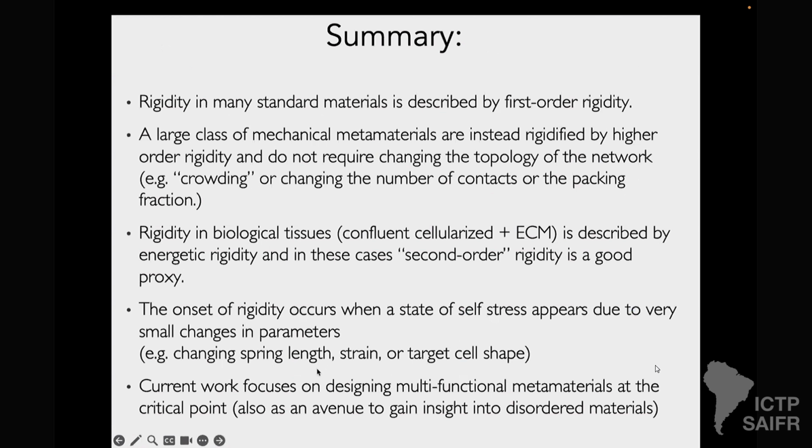So for biological tissues, this is a very small change in the target cell shape that can drive you to become rigid. For fiber networks, a very small change to the rest length of the spring can cause you to become rigid, or a change to the strain of the box.